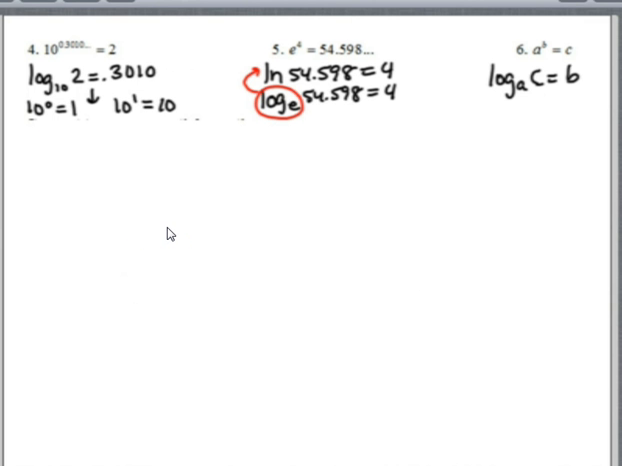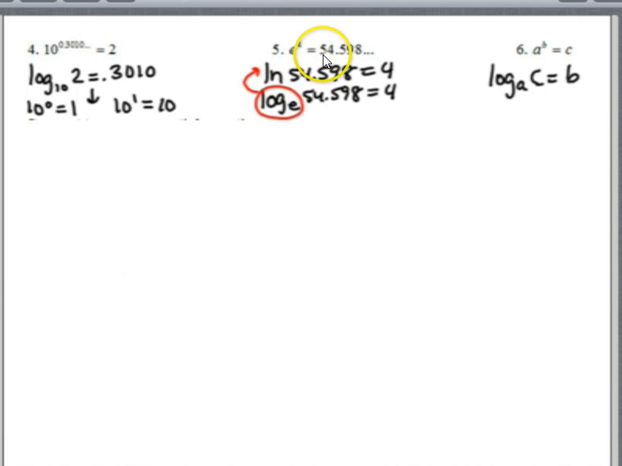Okay, here are the answers to 4, 5, and 6. This should be log base 10 of 2 equals 0.3010, or just log of 2 equals 0.3010. I want to point out something to you. If 10 to the 0 equals 1 and 10 to the first equals 10, then what power do I have to raise 10 to in order to get a number between 1 and 10? Well, I'd have to raise it to a power that's between 0 and 1. So if I am trying to say 10 to the what power equals 2, that power is going to have to be something between 0 and 1.